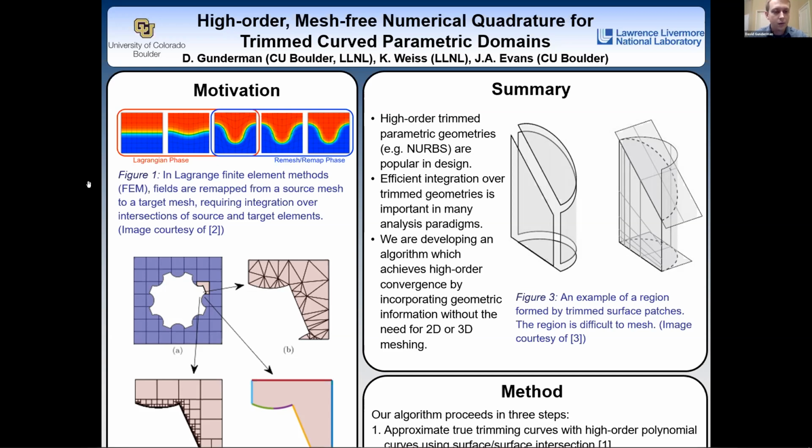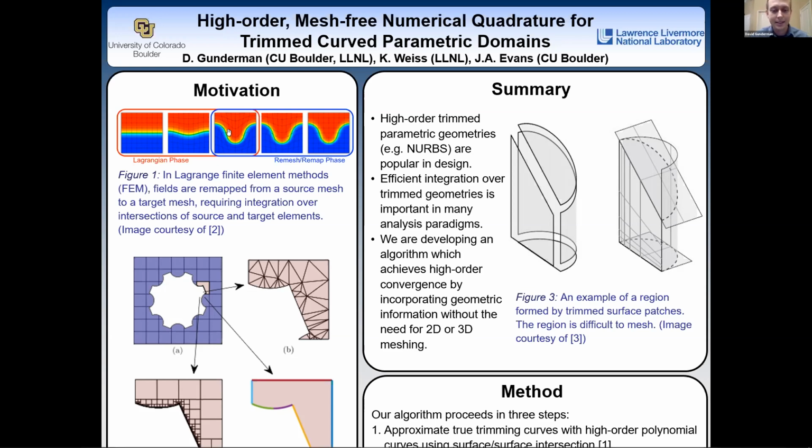Why is this problem important? There are two main applications that we're interested in. The first is Lagrange remap finite element methods. In Lagrange methods, the mesh is allowed to move with the fluid flow, until the mesh becomes too deformed for effective analysis. You can see the middle image in this top left picture is quite deformed.